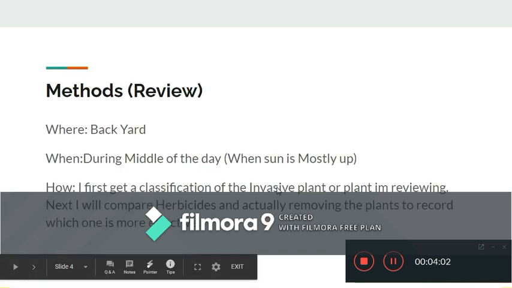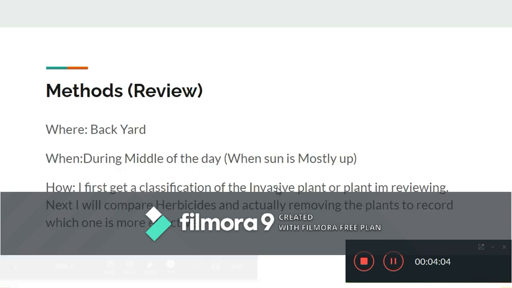Methods review. I'm going to teach you guys a little thing now. Every research project has a methods section, and it's very simple: the methods explains the way that you do it. So where will this be held? It will be held in my backyard. I have a really diverse backyard with many different types of plants and botany. Because we can't really go many places, I feel like the backyard is a really good place to start my project off.